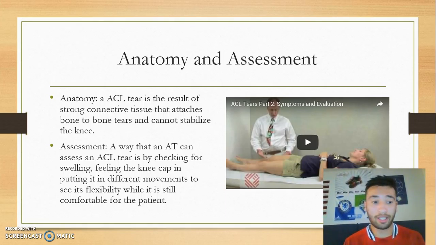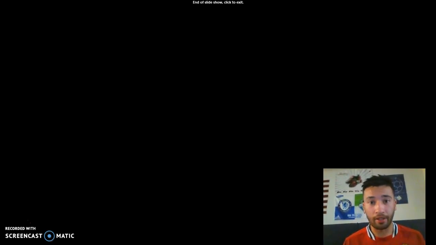But ultimately, with an ACL tear, you're going to need surgery, and then you're going to need proper rehabilitation to get back to it. So yeah, guys, there are three injuries, the ankle sprain, hamstring strain, and ACL tear, that all happen in soccer and are the three most common injuries, and there are anatomies and assessments of each injury.